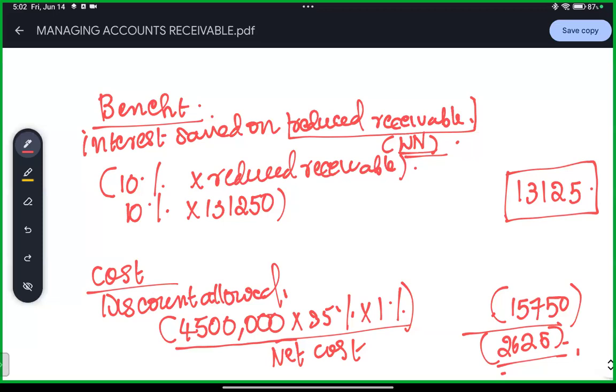So you compare the benefit with the cost. Cost is always your total annual sales into the percentage of people who are willing to take the discount. All the calculations should be based on annual sales, which is 35% into the 1% discount you have to give them. The benefit is that from the money that you receive from this discount policy, you can save interest on that. So you receive 131,250 early. So what is the benefit? You can save 10% interest on that as well.